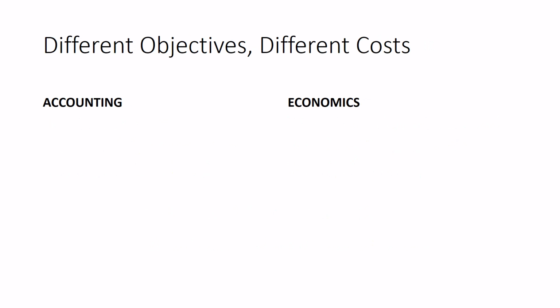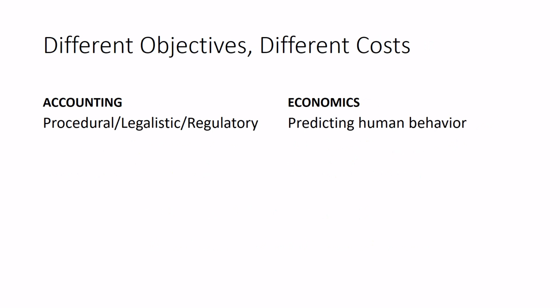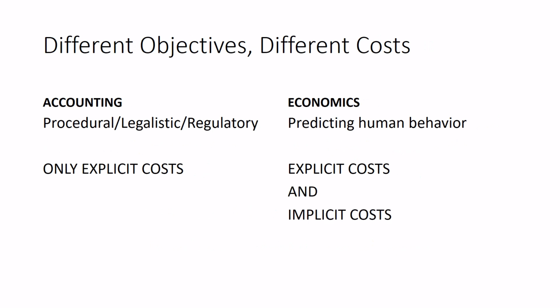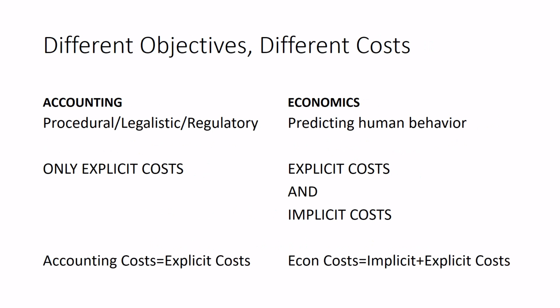And so, because accounting and economics come with different objectives, they have different costs. Accounting, based on its procedural or legalistic or regulatory focus, only does explicit costs. Economics, focused on predicting human behavior, does explicit costs, and it also does implicit costs. All those foregone opportunities. Accounting costs are explicit costs. Econ costs are implicit and explicit costs. So notice that the econ cost will always be higher than the accounting cost.